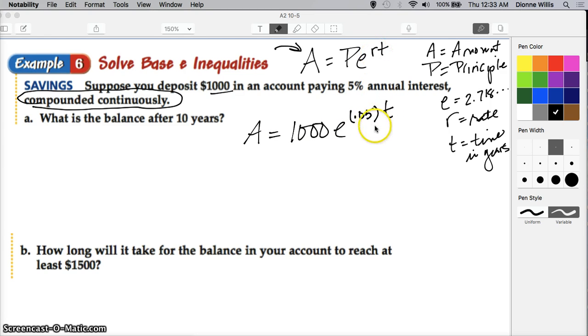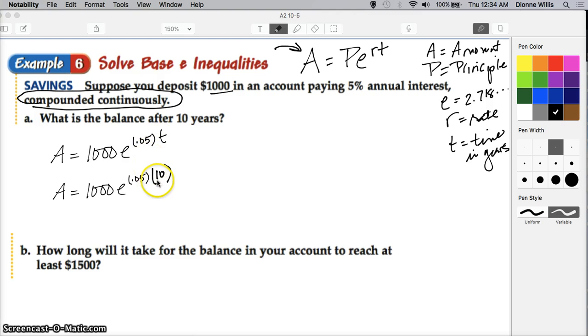Remember, R is the rate and T is the time. So this first part of the problem asks us to calculate this balance after 10 years. So you guessed it, we're just going to substitute 10 right in for T. We plug in 10 for T because that's the number of years. We're going to multiply those two, and then we can put it all in our calculator. So with the push of the button, we get that the value that this particular account will be worth would be $1,648.72. That's after 10 years of being compounded continuously at a rate of 5%.